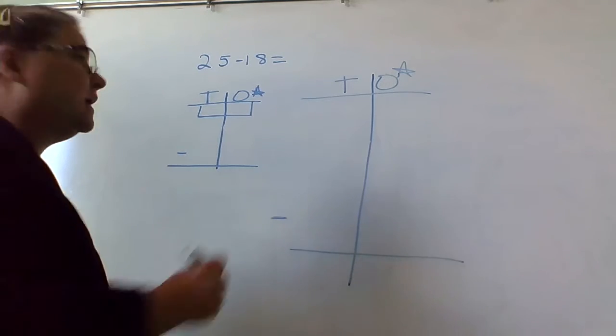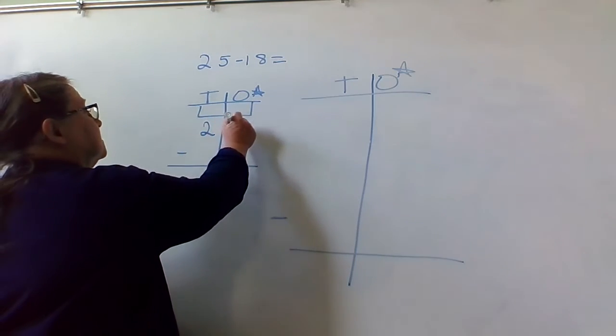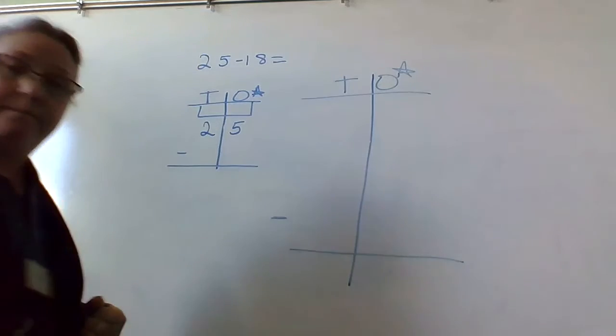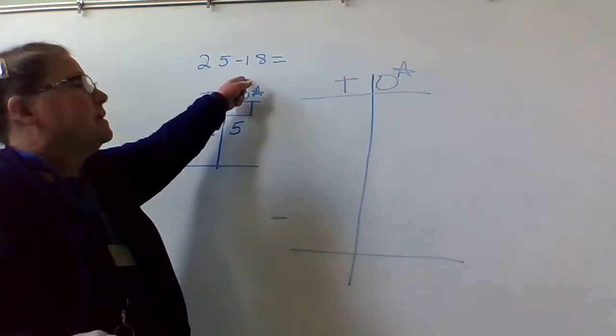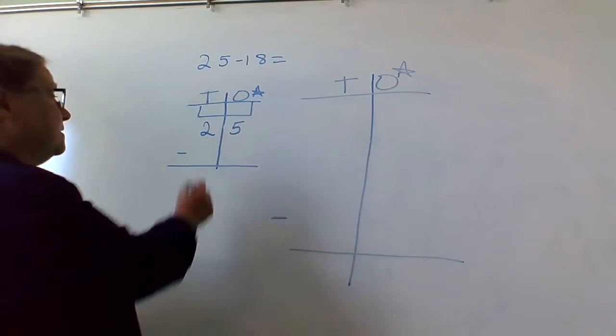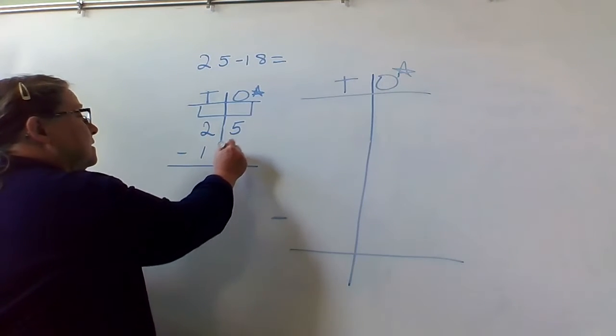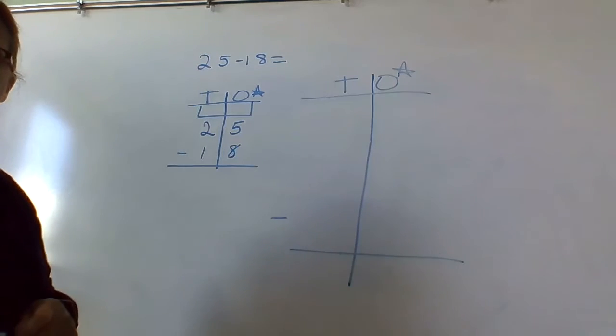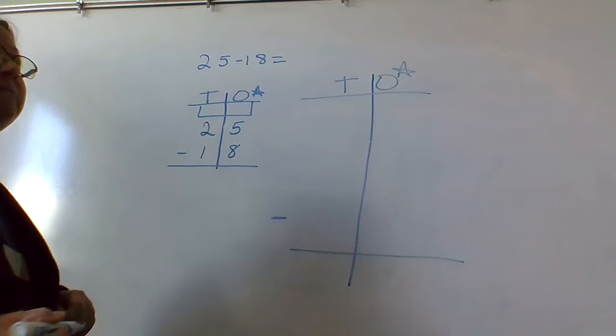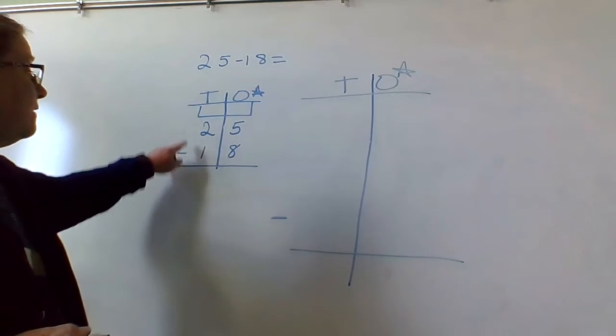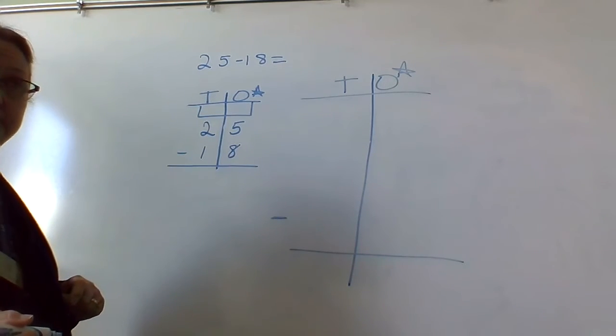Well, let's put 25 in it. 2 10s, 5 1s makes 25. Let's put my other number in, 18. 1 10, 8 1s makes 18. I'm ready to subtract. 25 minus 18.